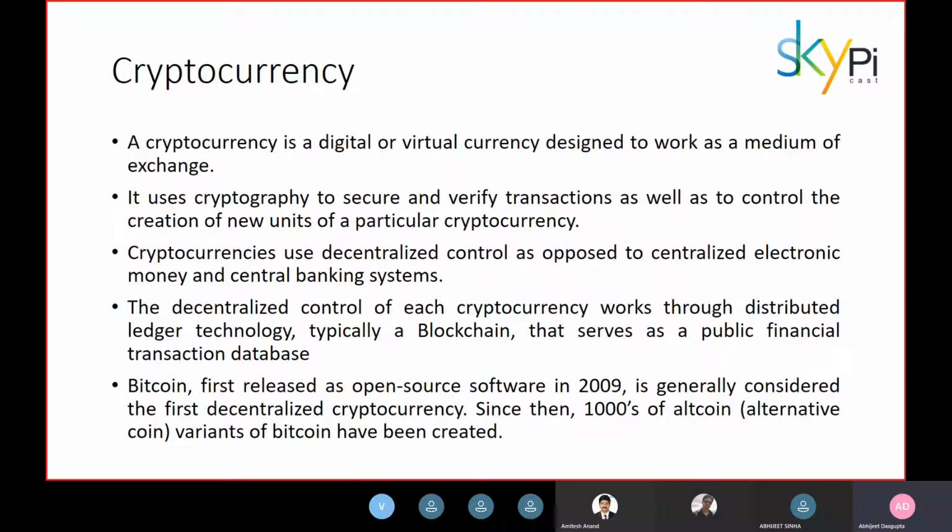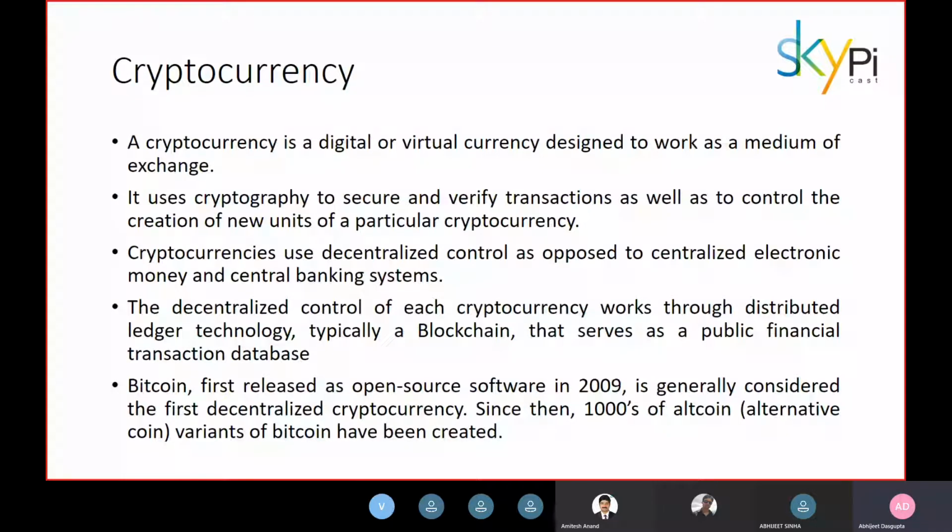Obviously, cryptocurrencies use cryptography to secure and verify these transactions, as we discussed in our last session. Every transaction that gets created in a cryptocurrency is collected and encapsulated in a block, and then those blocks, when mined and validated, form part of the existing blockchain.